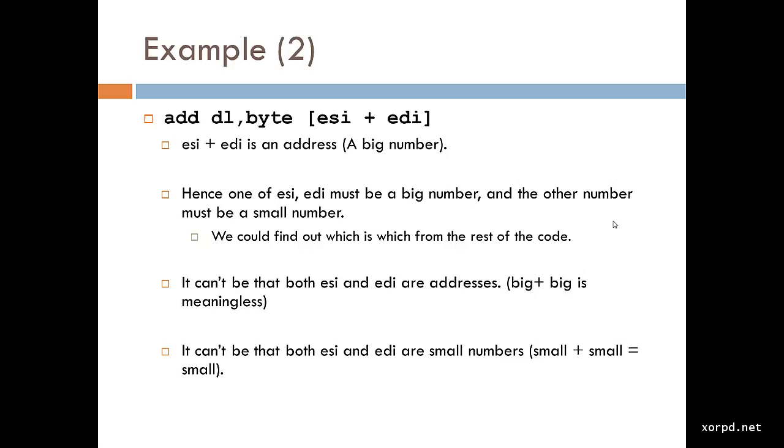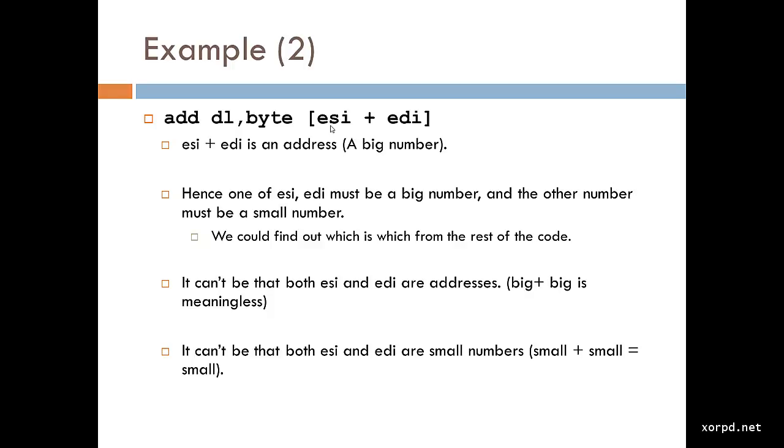I want to refer to the example that we had in the beginning, add DL, byte [ESI plus EDI]. ESI plus EDI is an address, or a big number. We know it because we use this quantity to refer to memory. Hence, one of ESI or EDI must be a big number, and the other must be a small number. We could find out which is which from the rest of the code. We cannot infer everything just from this line, but we could know that one of ESI and EDI must be a big number, and the other one must be a small number.